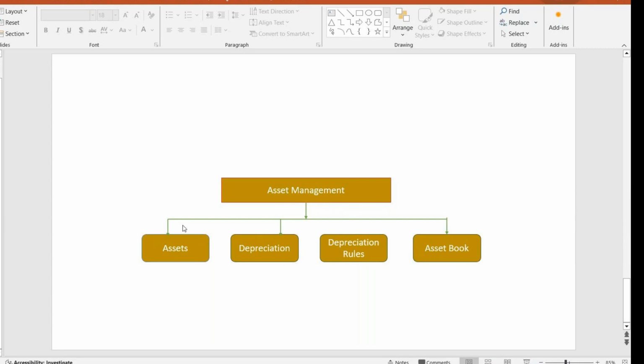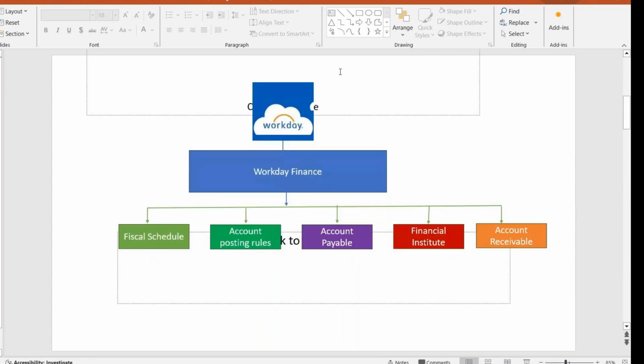So in general, the finance module will have this. Once again, I will tell you so that you can clearly understand. Once you talk about Workday Finance, it consists of fiscal schedules, which I will be covering, account postings, account payable, financial institution, account receivable, and asset management. These are the topics that will be covered as part of the finance module. And of course, I'll be covering a little bit of integrations also. Whenever integrations come for posting rules and all, that also I'll be covering as part of this. So this is a brief about the finance module.